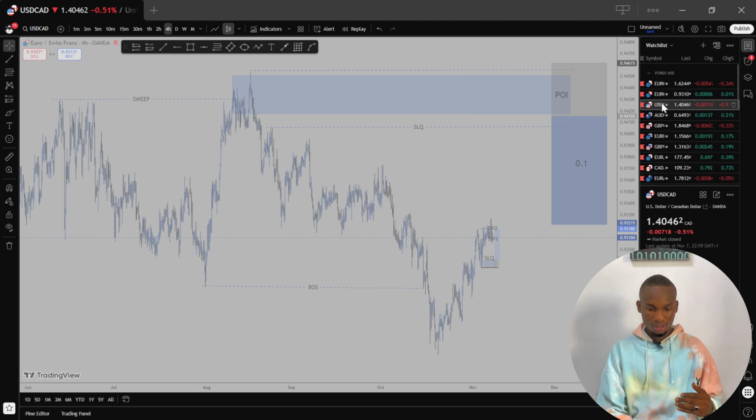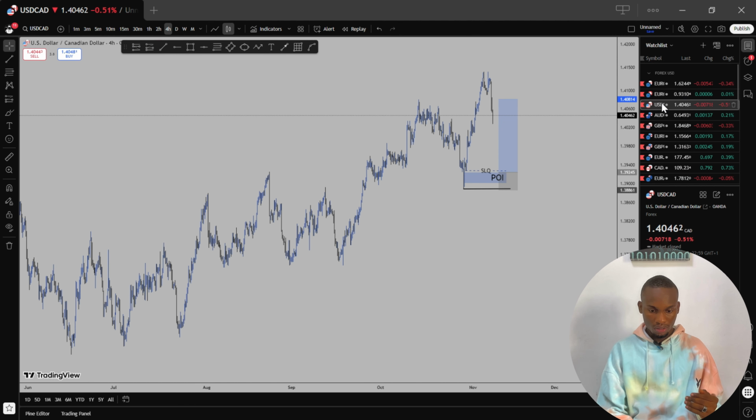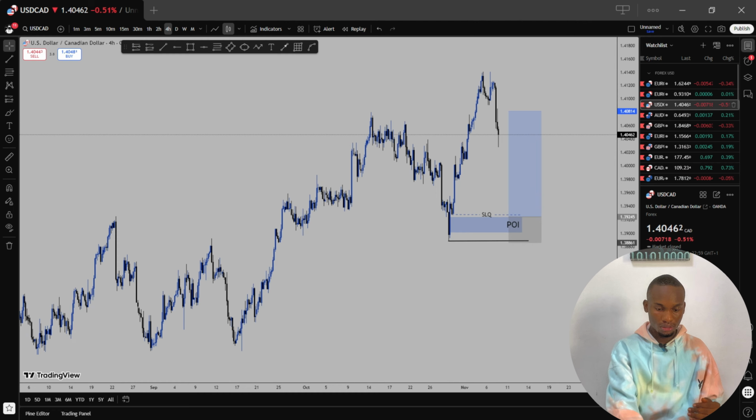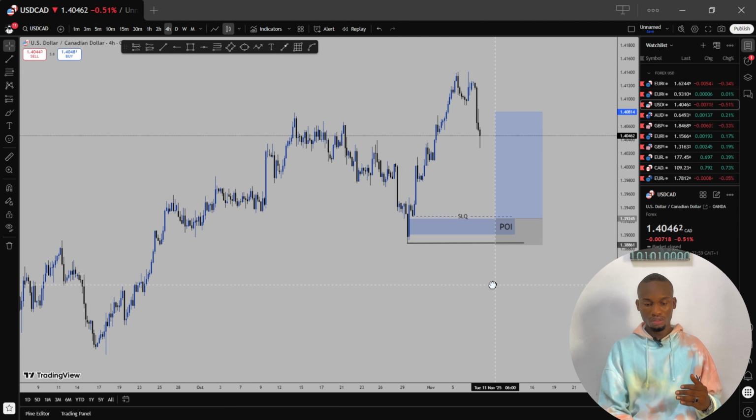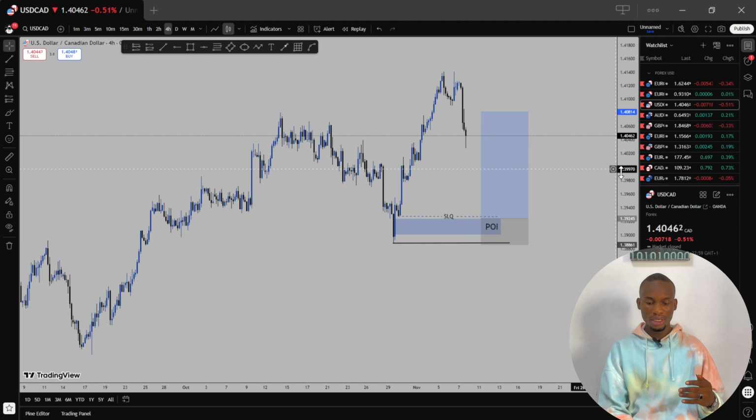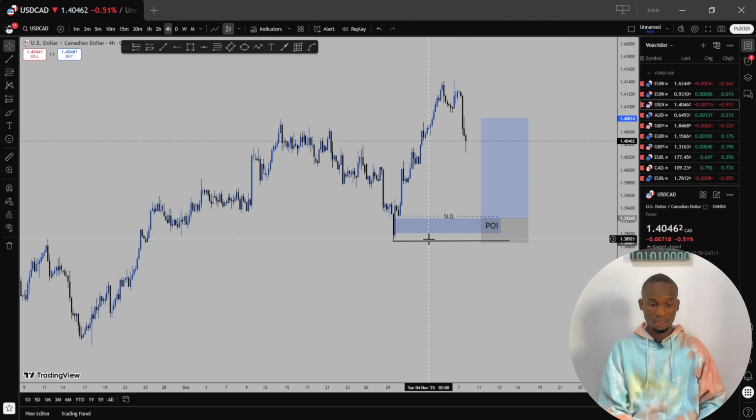The next pair on our list is USD card. Yes, I called this on my Telegram group last week Thursday because I found this trade idea then. But as you can see, price is yet to be activated. So why did I call this trade, you'll be asking. Okay, price swept the liquidity that was right here.